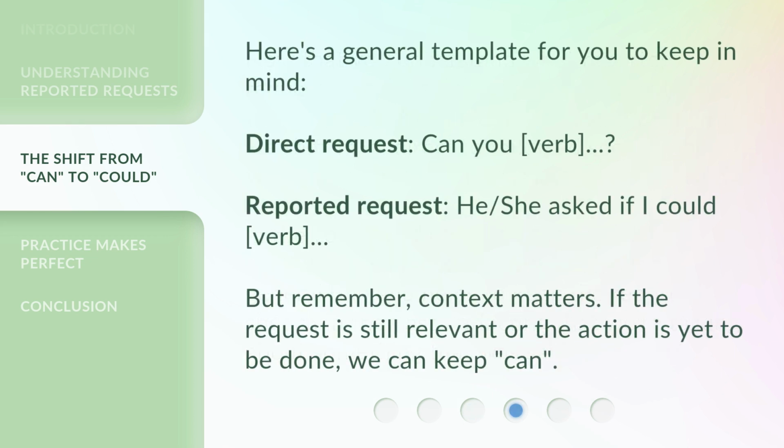Here's a general template for you to keep in mind. Direct request: can you, verb. Reported request: he, she asked if I could, verb. But remember, context matters. If the request is still relevant or the action is yet to be done, we can keep can.